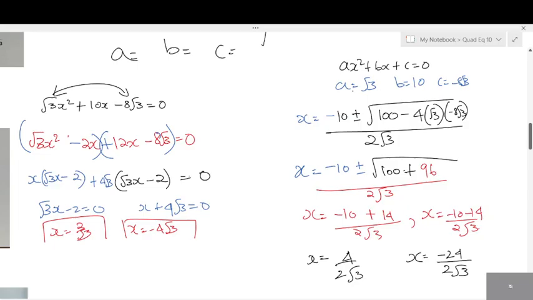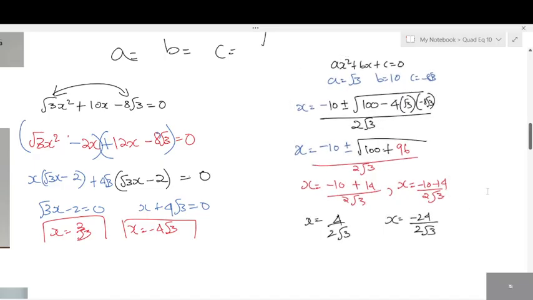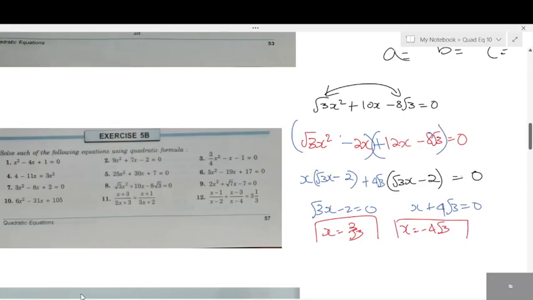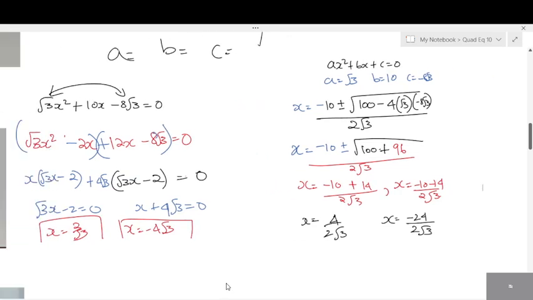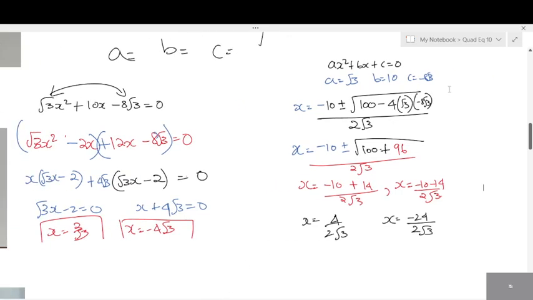What is it? What's the answer in the textbook, students? Let me check the question. 3x square plus 10x minus 8 root 3, correct? Minus 8 root 3. Minus 10 plus square root of b square minus 4ac. 4 into a into c, right? 2 into 3 is correct. 196. What's the answer you all got?